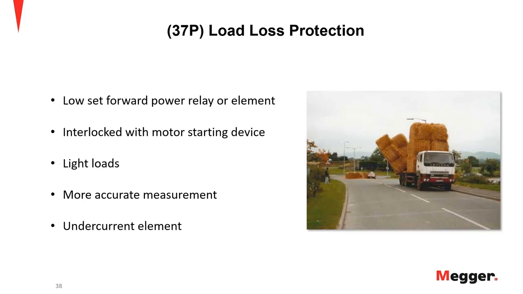What the element will do is trip or alarm, depending on how it's set, once the current levels have dropped below the set points. Now, this element will need to be set above the expected no load current, but less than the minimum expected current when the motor is operating normally. So most relays will have this element in per unit of FLA, which will be full load amps.